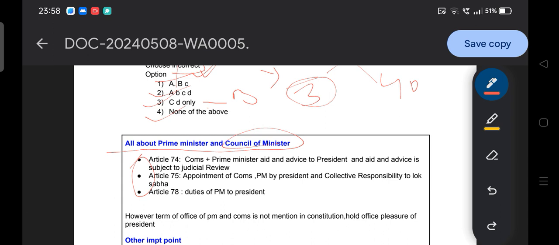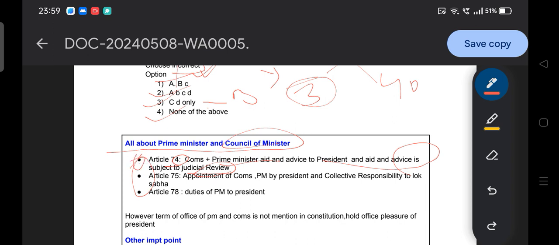Article 74: the council of ministers and prime minister give aid and advice to the president, and this is subject to judicial review. Why am I putting judicial review? Because the Supreme Court can review the aid and advice given by your council of ministers to the president. That is how it is subject to judicial review, and remember Article 74 is subject to judicial review.